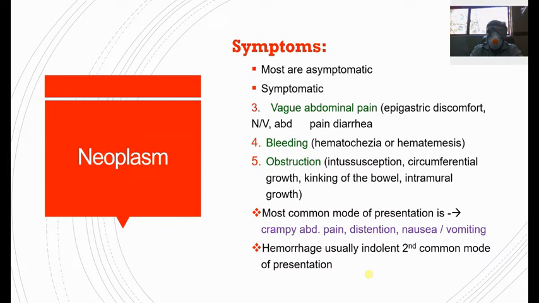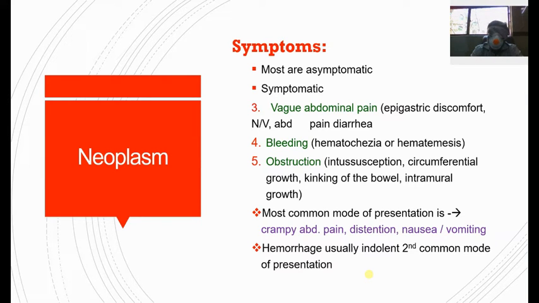Sometimes these patients present with bleeding like hematochezia or hematemesis. By the way, you know what hematochezia is and what hematemesis is. Hematochezia is the presence of blood in the stool and hematemesis is the presence of blood in the vomit.